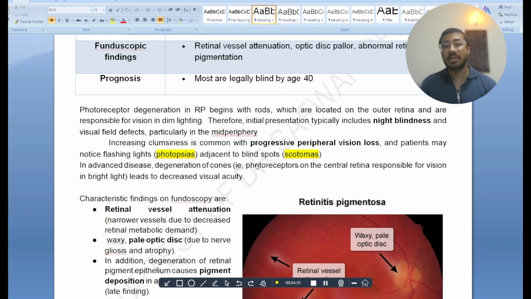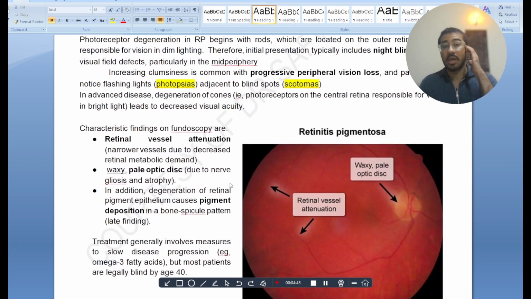In advanced disease, degeneration of cones occurs. Photoreceptors on the central retina, responsible for vision in bright light, degenerate. It results in decreased visual acuity. Retinal vessel attenuation, decreased retinal metabolic demand. That's the reason. Pale optic disc due to nerve gliosis and atrophy. Pigment deposition in bone spicule pattern.